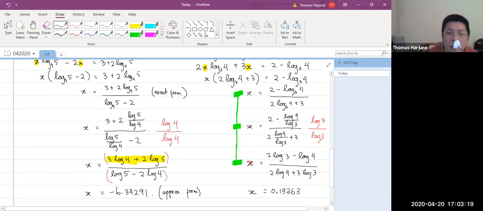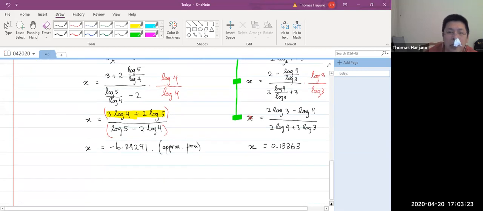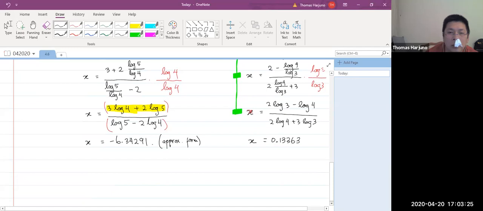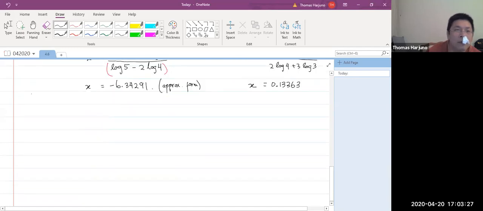Okay. Now the question is, Thomas, what happens if we use base 10? Let's see. I do number 18, but this time using base 10.